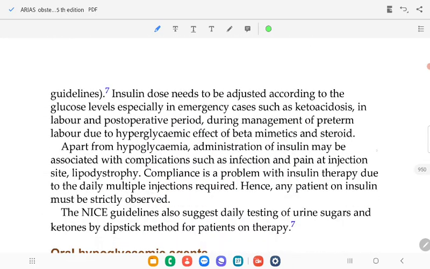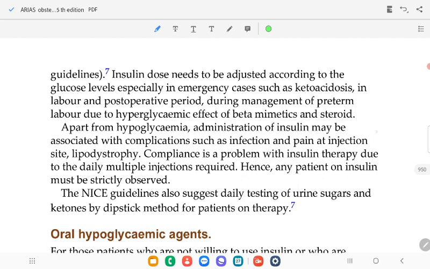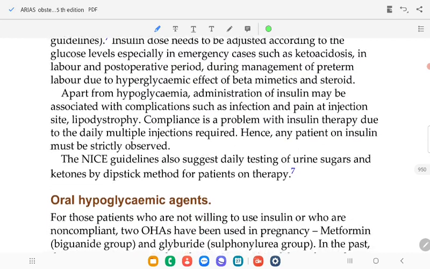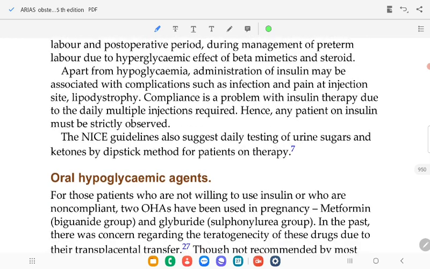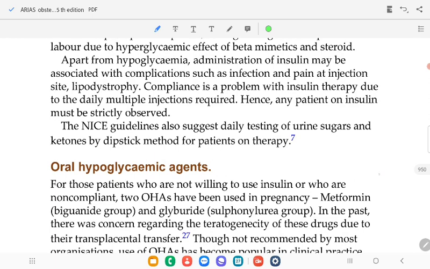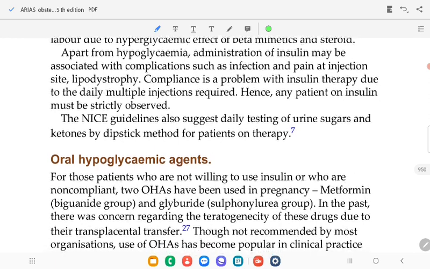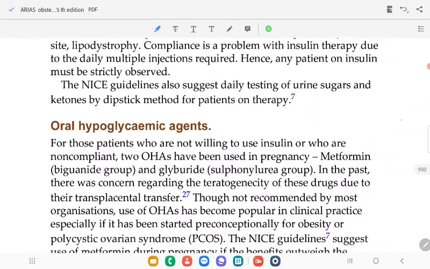The insulin dose needs to be adjusted according to the glucose level, especially in emergency cases such as ketoacidosis, in labor, in the post-operative period, and during management of preterm labor due to hyperglycemia, the effect of beta-mimetic steroids. Apart from hypoglycemia, administration of insulin may be associated with complications of infection, pain at the injection site, lipodystrophy, and compliance problems due to the daily multiple injections required. Hence any patient on insulin must be strictly observed. Okay.